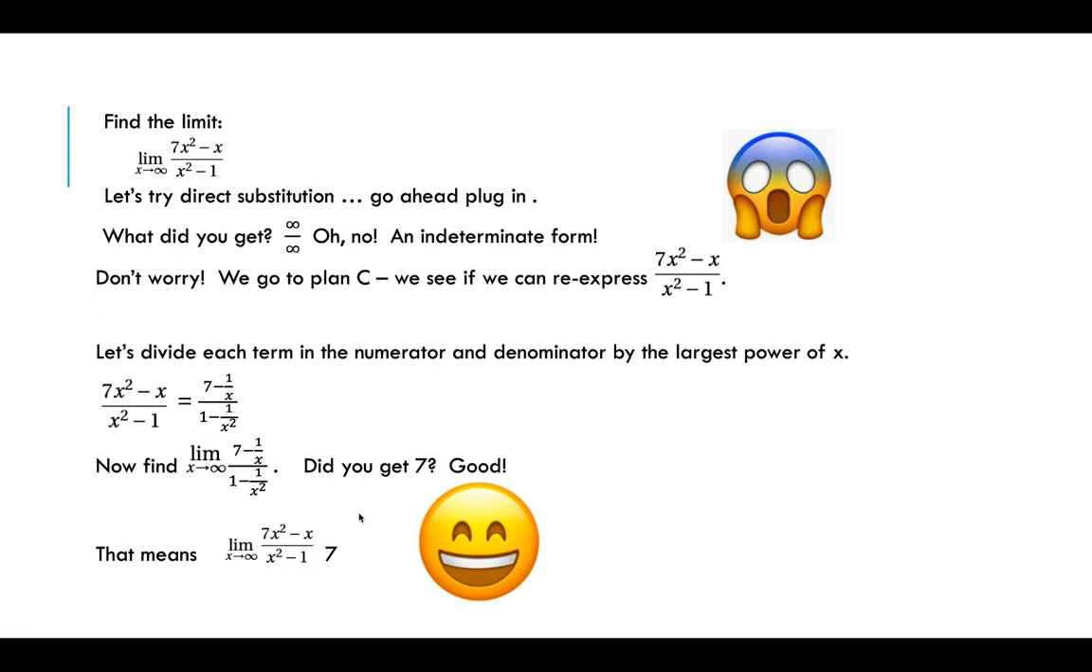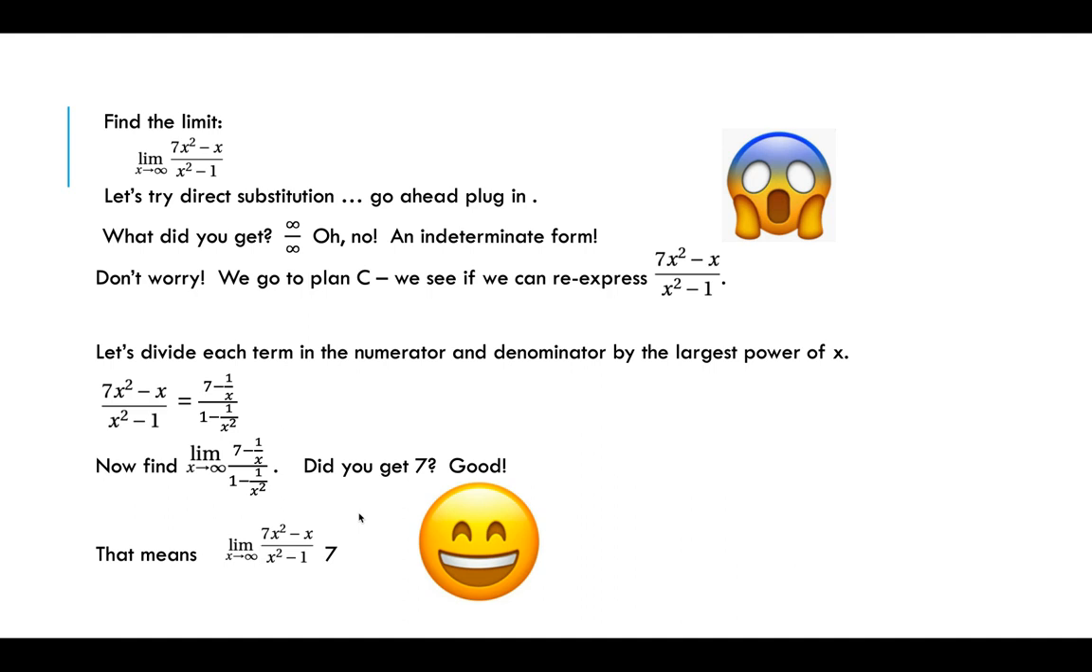All right, so let's look at the limit as x goes to infinity of 7x squared minus x divided by x squared minus 1. Well, we'll do direct substitution. We'll think it through. You could pick a really big number and put it in and see what happens. But what's going to happen is you're going to get a huge number on top and a huge number on bottom. So infinity over infinity. So that's an indeterminate form.